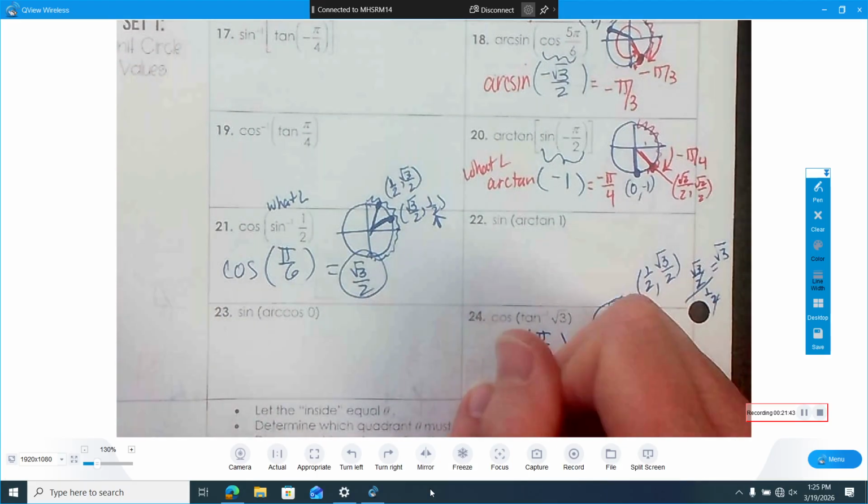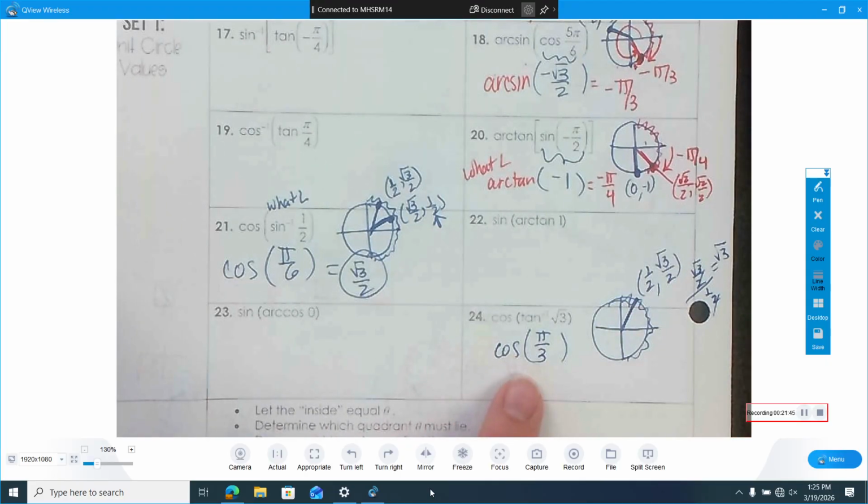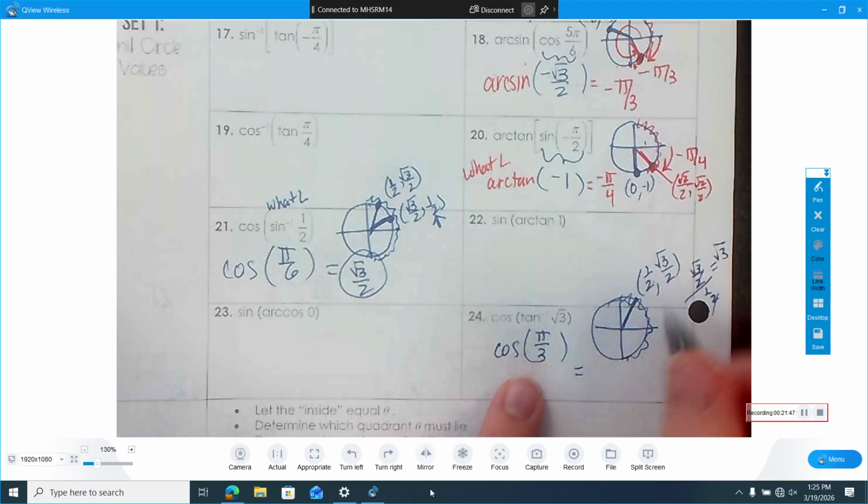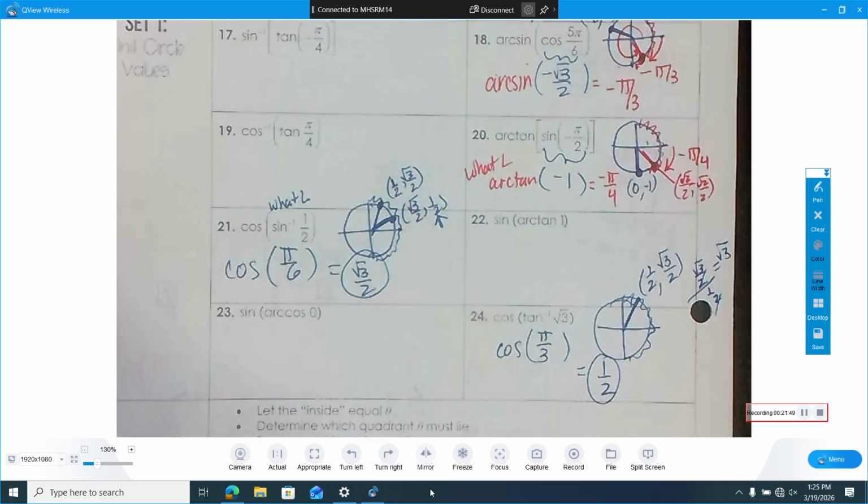All right, and we want the cosine value at pi over 3. 1/2. Yes. Cosine is just the x-coordinate. Okay? You just got to work through it. It just takes a little bit.